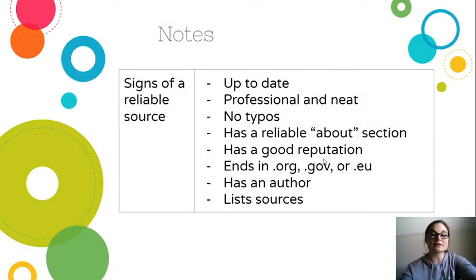So these are the notes of what we just went over. Reliable sources are up to date, and they have a date. If you find a website that does not have a date on it, you don't know when that information was published, so you don't want to use it. It is professional and neat. There are no typos, it has a reliable about section, has a good reputation, ends in .org, .gov, or .edu, has an author, and lists its sources. Listing their sources is really important too.